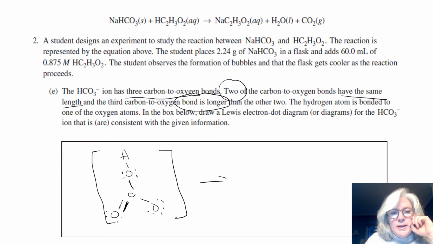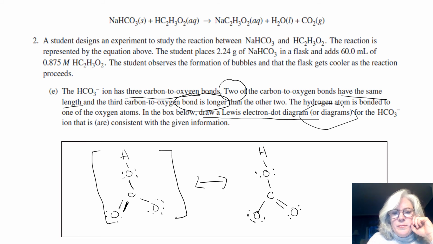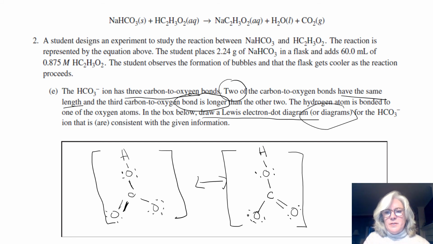So to show that, you would have to draw both possibilities. So the double bond could not just be on that one, it could also be on the other oxygen. Okay, so in the box below, draw a Lewis dot diagram or diagrams. So you would just draw these resonance structures and that would suffice.